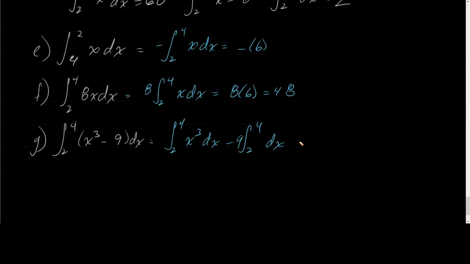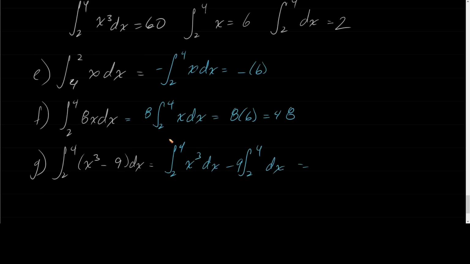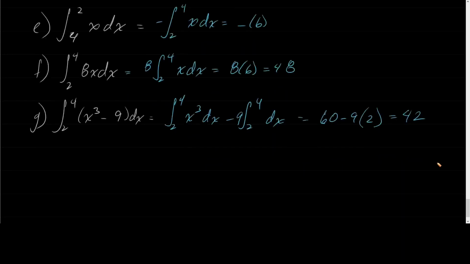So at this point we say, well, what does that give us? We know the integral of x cubed from 2 to 4, we said it was 60. So we have 60 minus 9 times the integral from 2 to 4 of just dx. That was 2. So 2 times 9 is 18. 60 minus 18 is 42. Right? 60 minus 20 would be 40. So 60 minus 18 would be 2 more than that. Alright, whatever.